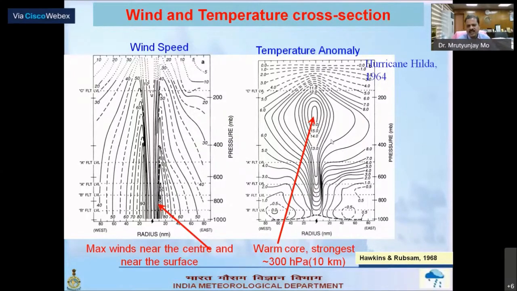On the right side diagram, this is the temperature distribution. So you will find that the center of the cyclone is warmer. It is really a very pleasant piece of information that the center of the cyclone is warmer than its surrounding region. And this warming increases as the cyclone intensity increases. So if you are able to measure the temperature at the center of the cyclones, especially at a height of about 9 to 10 kilometers, you can guess or predict the intensification of the cyclones.